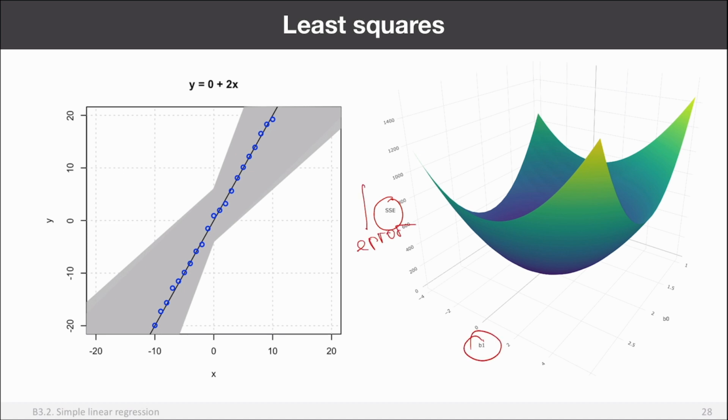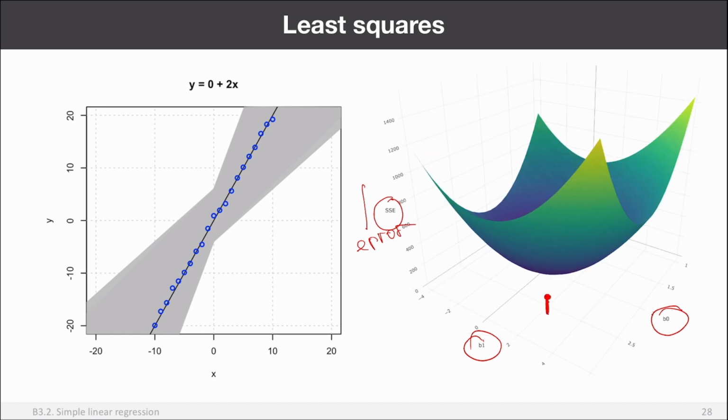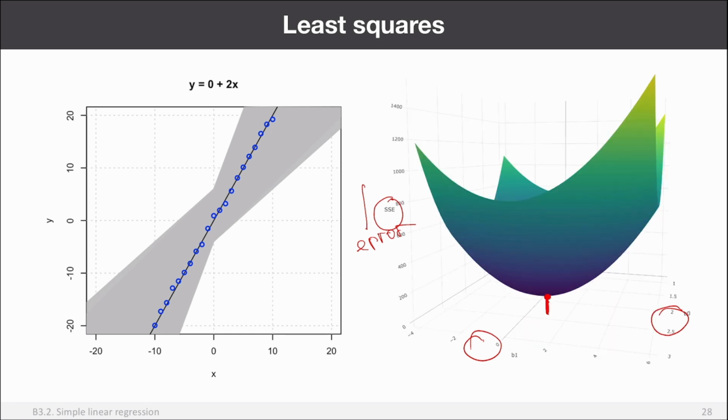So this is B1 and this is B0. And you can see for different B1 and B0, you have different errors, but you always have this point which has the smallest error possible. So that's what we call a convex function. It means that the sum of squared errors of any linear regression model is a convex function, so it always has one single minimum.